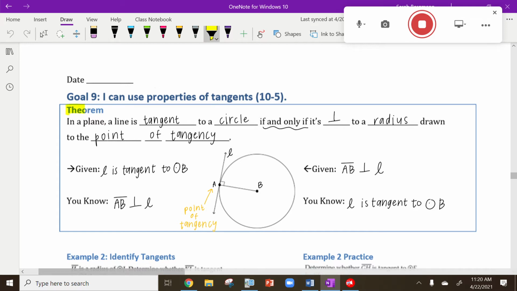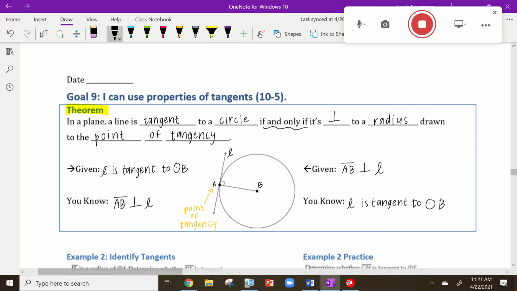So here's a theorem that you should know. In a plane, a line is tangent to a circle if and only if it's perpendicular to a radius drawn to the point of tangency. Now this point of tangency shown in the picture here is point A. This is the only point that line L touches circle B. The tangent line only touches the circle at one single point, called the point of tangency.